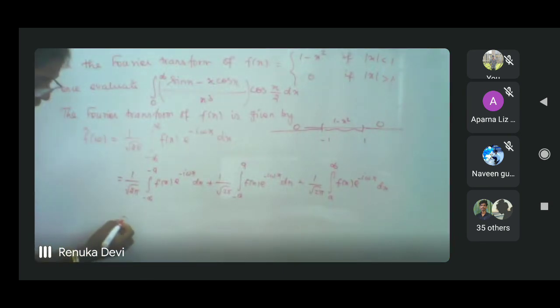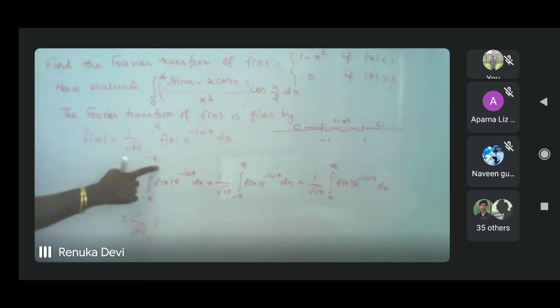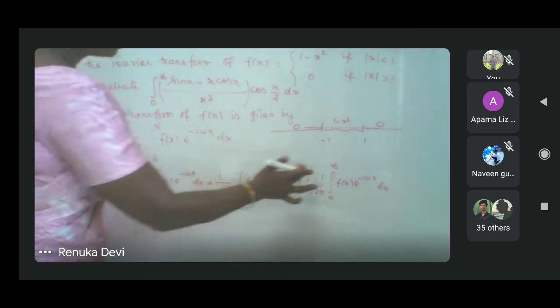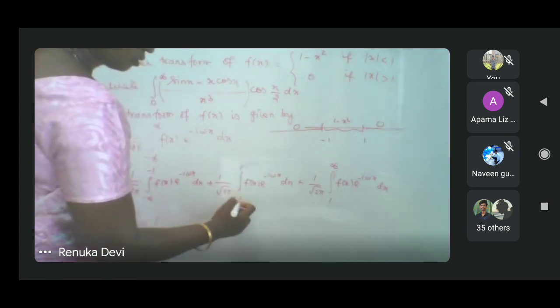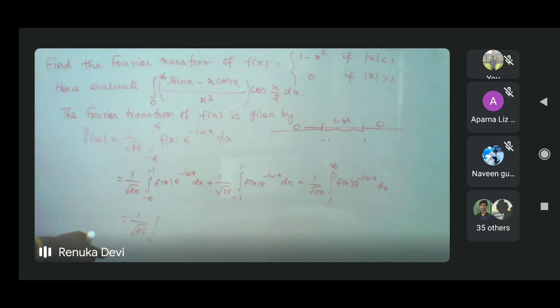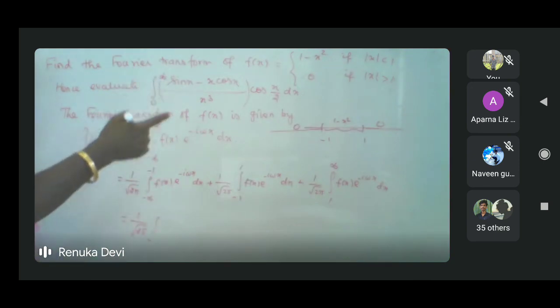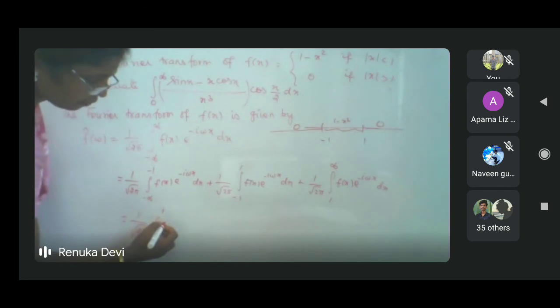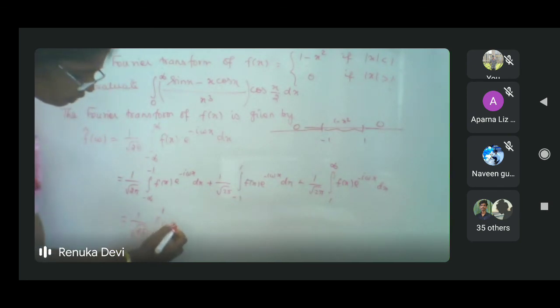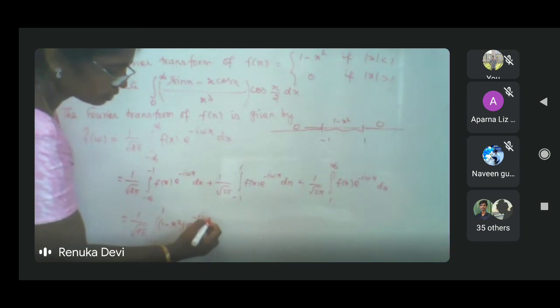So the first and the last term will be 0, therefore this is 1 by root 2 pi, and it's not a, it is 1, isn't it? It is 1. Here instead of x, modulus x less than 1, therefore minus 1 to plus 1. F of x is 1 minus x square e raised to minus i w x dx.